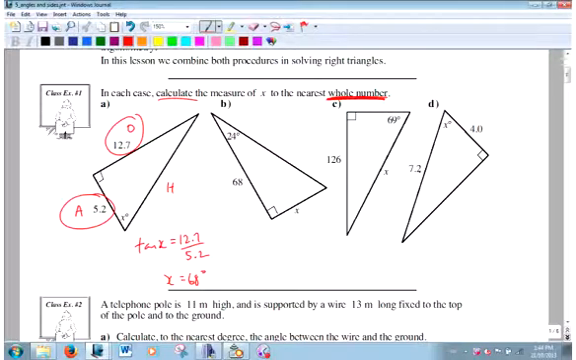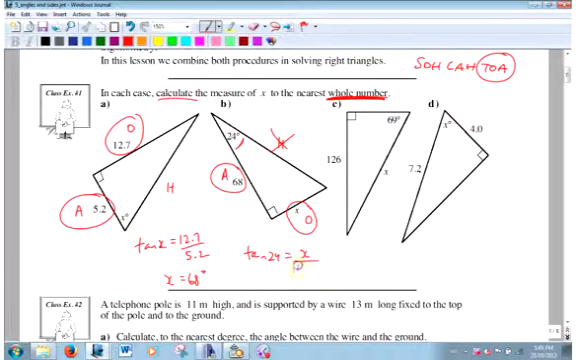Okay, what's the first thing we should do? Label it. There's the hypotenuse. Here's an angle. For this angle, this side is the opposite, so that must be the adjacent. Do I care about the hypotenuse here? No. I'm trying to find the opposite. I'm given the adjacent. What ratio is that? SOHCAHTOA, tangent. The tangent of 24 is opposite over adjacent.